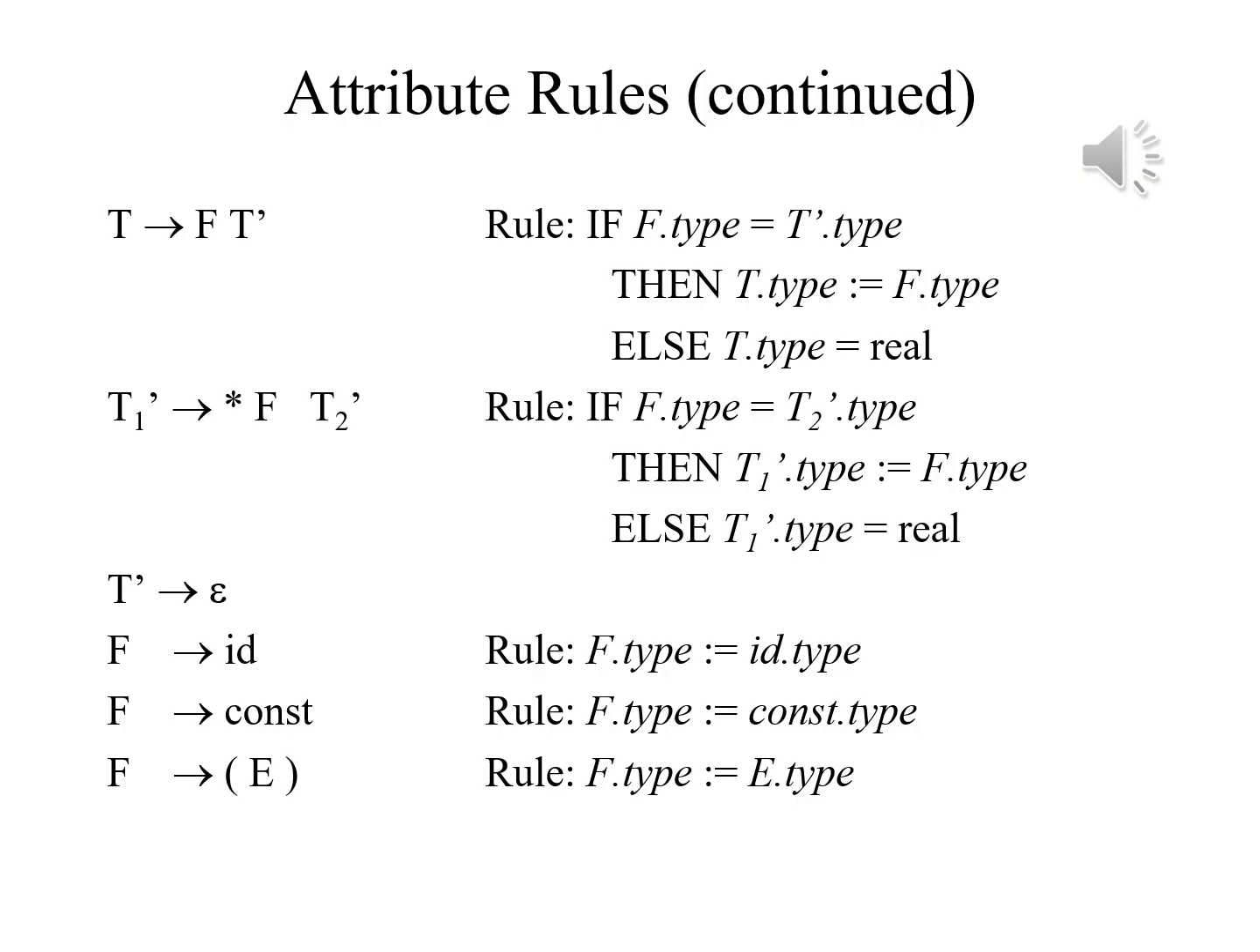You notice here that we have the three remaining productions. In F derives ID, F's type will be the same as the type of the ID. F derives constant, F's type will be the same as the constant's type. And the last one, F derives open parenthesis E close parenthesis. F's type will be the same as E's type.